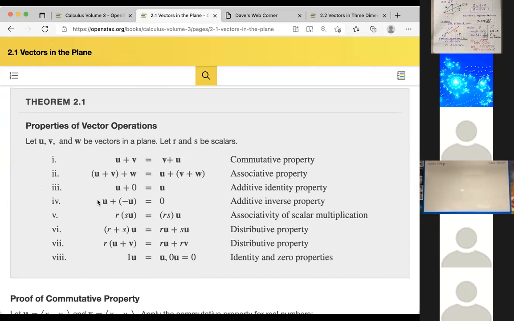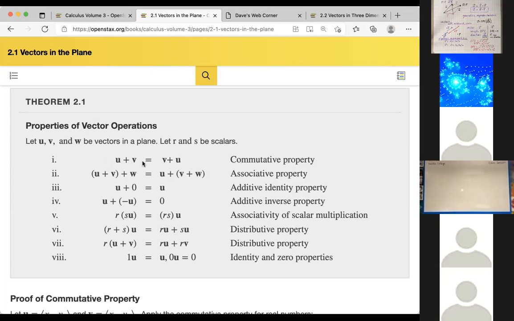So if you've accepted everything I've said so far, then it's not difficult to show you that these animals that I call vectors, whether I describe them geometrically or algebraically, must satisfy these eight properties. I could specify more, but I'll start with these eight. These are called the properties of vector operations, and I'll just not prove them for you. Right now, I'm just going to appeal to your common sense.